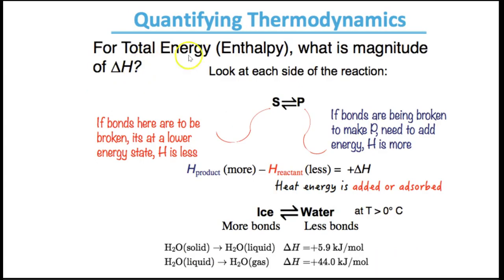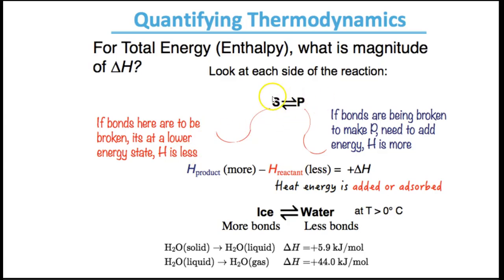So when you have a product, if bonds are being broken to make that product, then that means energy has to be added in. And so that's why they have H is more, that enthalpy is more. But for the substrate, which is more so your starting material, if bonds are to be broken, but not broken yet, that has a lower state, and so that has less energy.